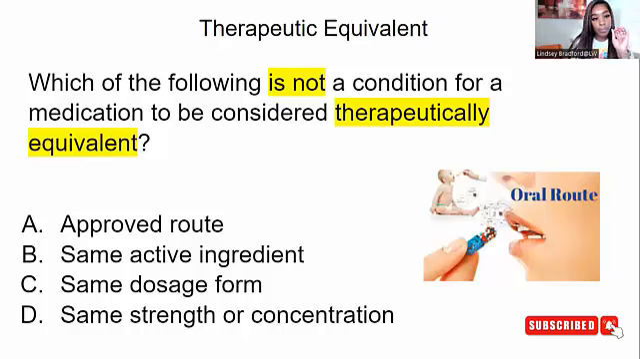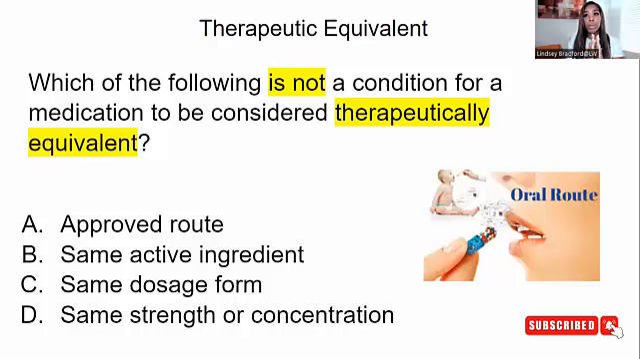So we're looking for something that is not therapeutic equivalent. Let's look at our answer choices. It says approved route, the same active ingredient, the same dosage form, and the same strength or concentration. When we think about something that is equal, that means it's the same. But this question asks which of the following is not a condition for a medication to be considered therapeutic equivalent.